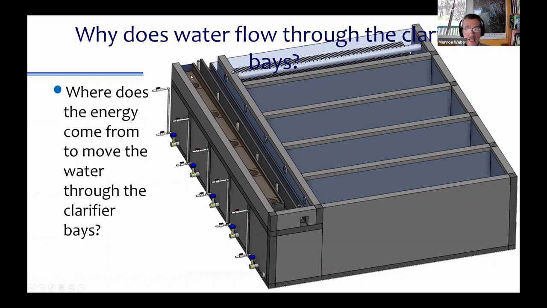So the water enters in this channel, and as far as the clarifier is concerned, it's exiting again in the channel that's right next to the clarifier bays. So the question is, what pushes the water from this inlet channel to this outlet channel?